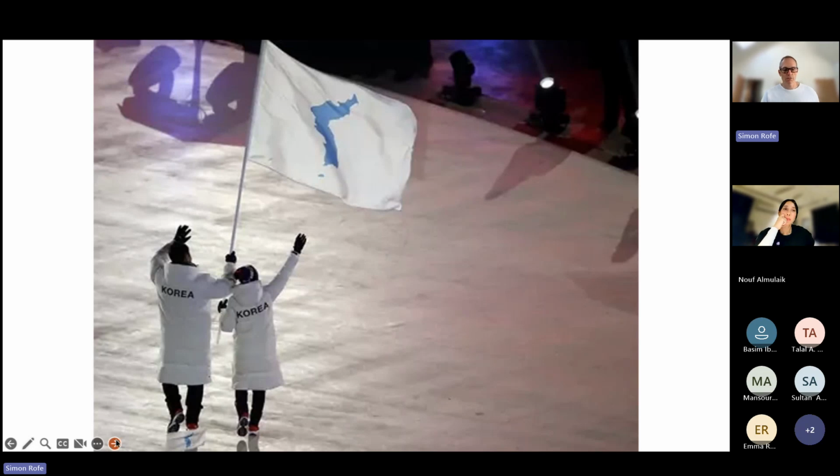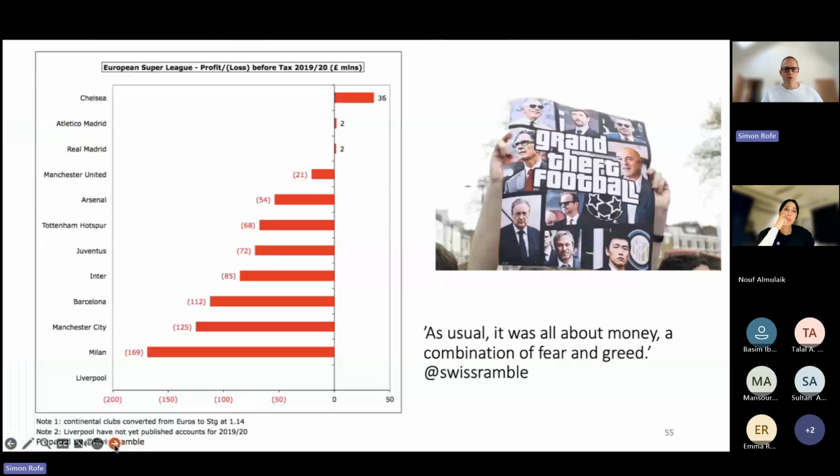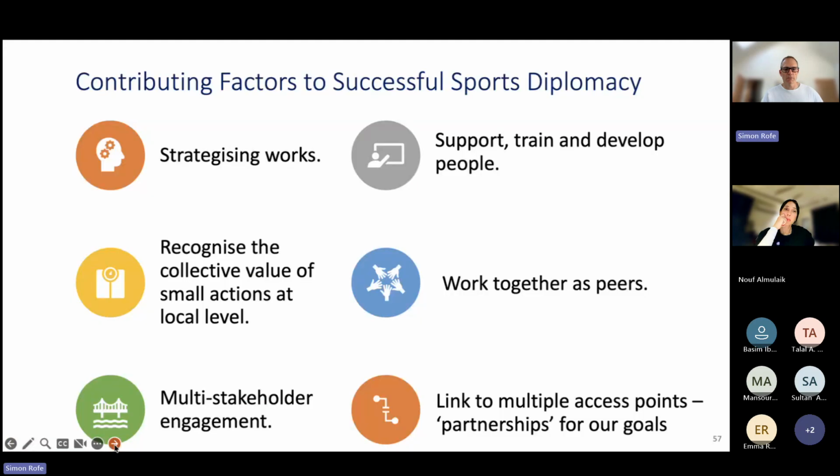But I wanted to just offer you the opportunity, as I said, I'm going to skip through that, to think about what successful sports diplomacy looks like and how that might work for you and your organization. So the idea of strategizing, I think, is undoubtedly something that works. The idea, which we are participants in from different perspectives, to train, support, and develop your people.